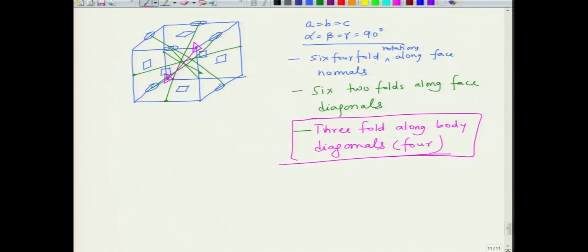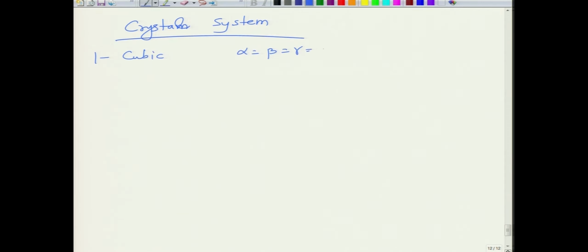So, based on these symmetry arguments and the lattice definitions, people have come up with a system of crystal framework, which is called the crystal system. First of these is cubic, which means alpha is equal to beta is equal to gamma is equal to 90 degrees and A is equal to B is equal to C. That is what we have seen. If you distort it a little bit, you make a tetragonal system, which means alpha is equal to beta is equal to gamma is equal to 90 degrees, but A is equal to B is not equal to C. So, the C parameter is a little bit shorter or longer as compared to A or B.